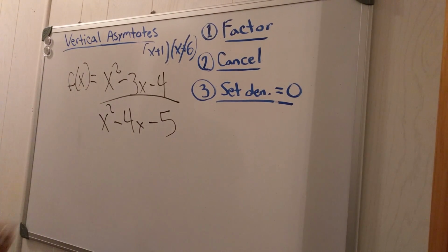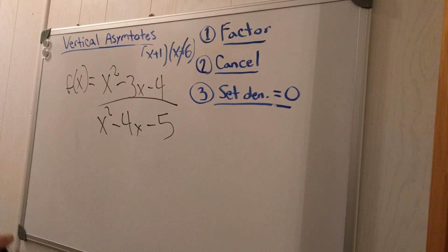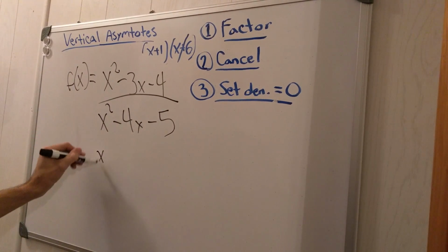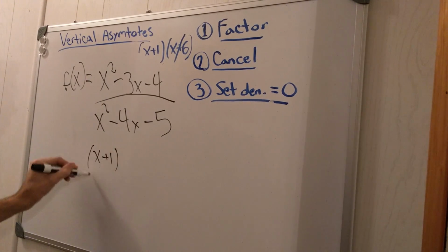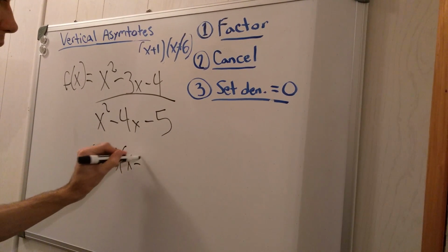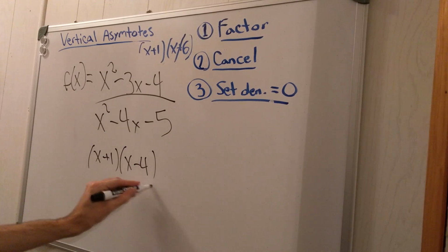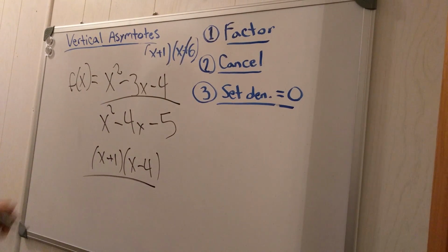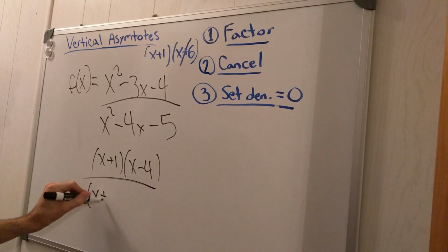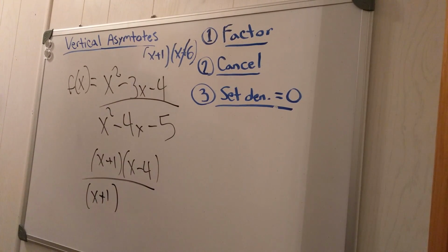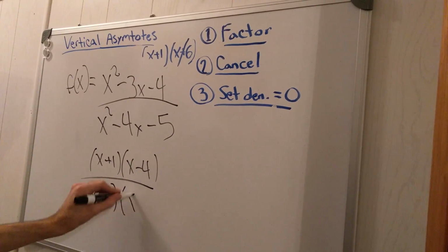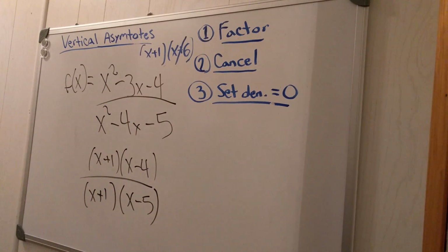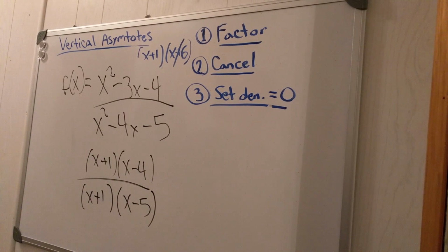We're going to start with the numerator. If you factor the numerator, what you're going to get is (x plus 1)(x minus 4). And if you factor the denominator, what you're going to be left with is (x plus 1)(x minus 5). Okay, so we move to step 2, cancel any like terms.